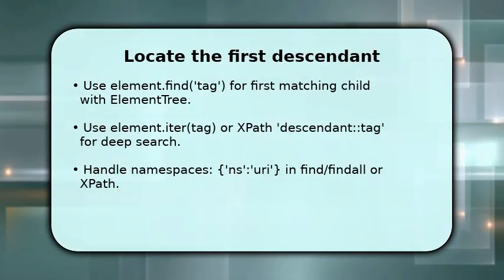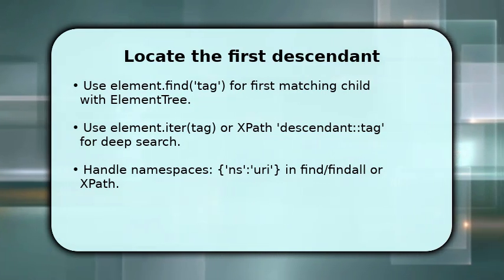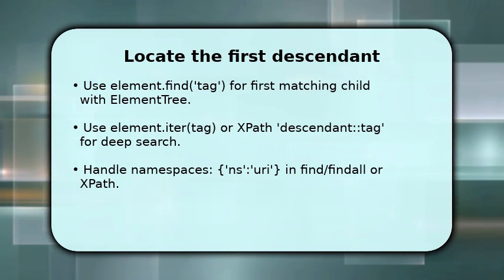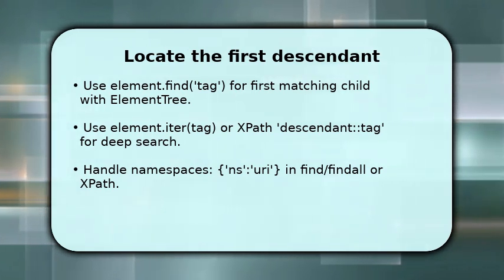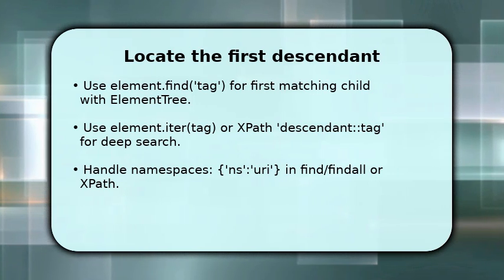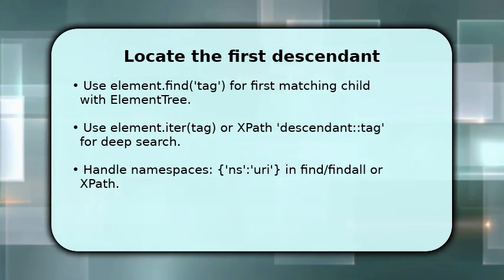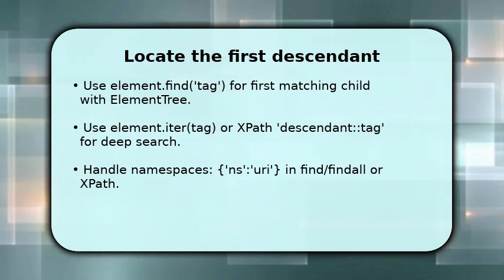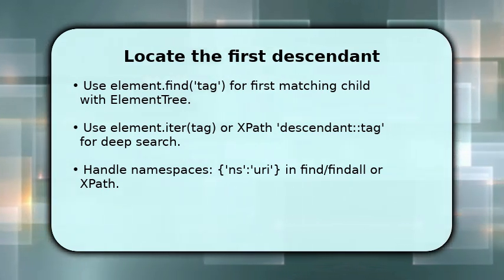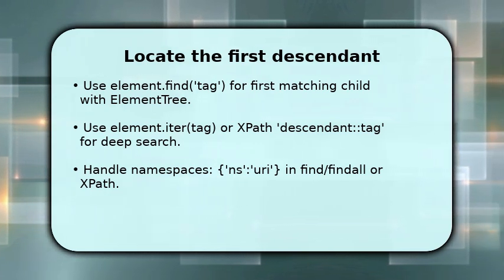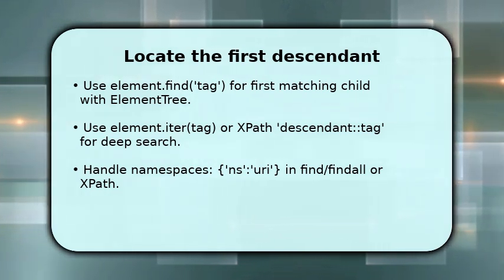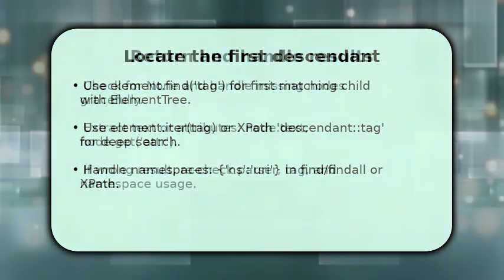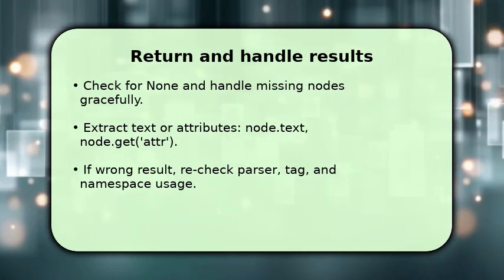You now perform the actual search for the first descendant. If you need the first direct child with a given tag, call element.find(tag), which returns the first match. For the first descendant at any depth, use element.iter(tag) and call next on its iterator, or with lxml use element.xpath('descendant::tag[1]') safely inside a try. Make sure to pass namespace mappings when tags are namespaced so results are not empty, and prefer iterators to avoid building large lists. You finish by validating and returning the node or a clear fallback.